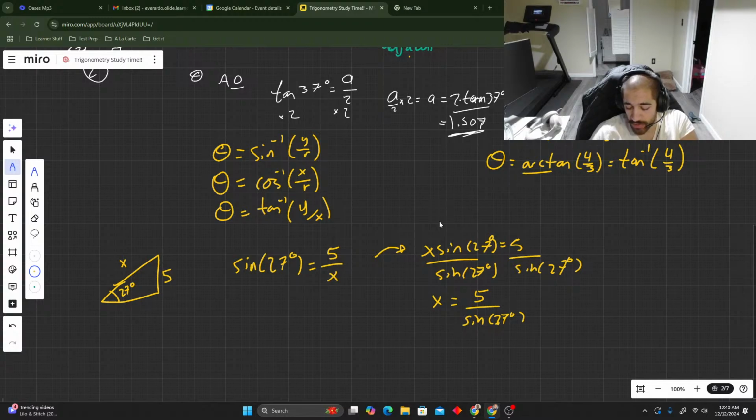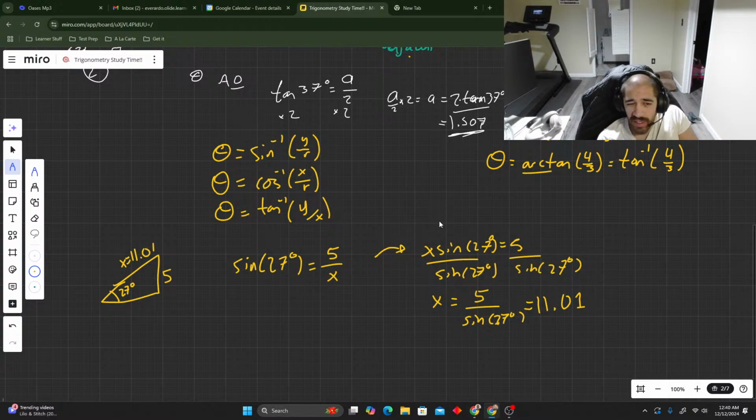Pause this right now if you want to work this out yourself. 27. Nice. What do we get? We got 11.01. So if you got that, you are set.